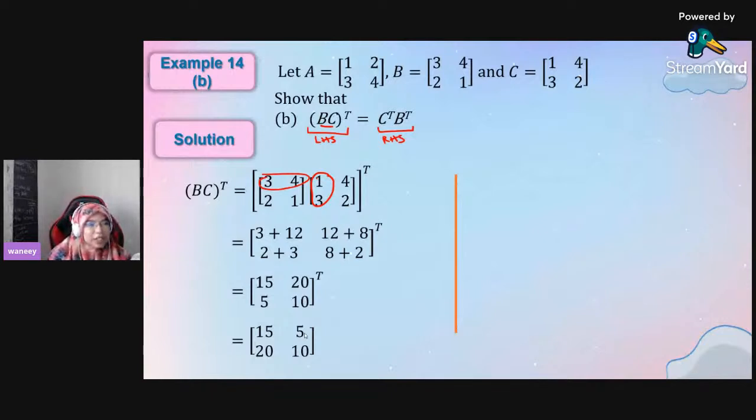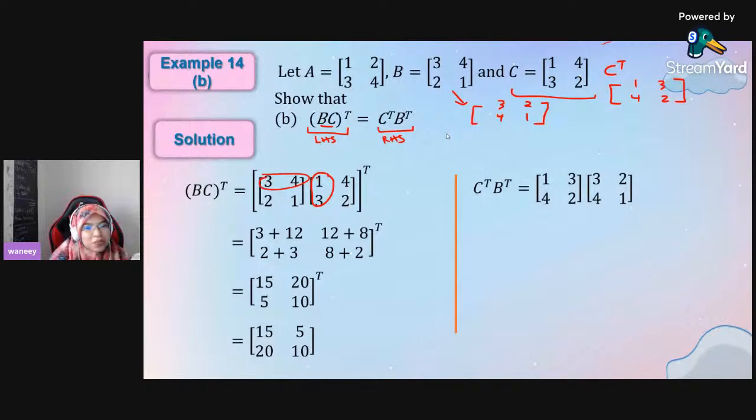And then we have to calculate C transpose B transpose. Okay, so C, you transpose them. So this is the C. C transpose, that one will become 1, 4, 3, 2. And then B transpose from here, it will become 3, 4, 2, 1. Okay, so I'm going to multiply them together and then let's check whether we have the same answer or not. Okay, so C transpose, B transpose, 1, 4, 1, 3, 4, 2, 3, 2, 4, 1.